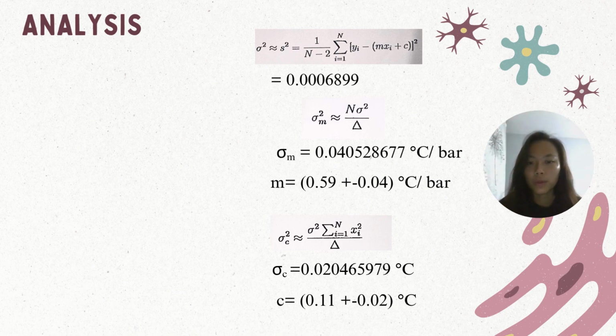So we go to the intersection point. The uncertainty we get is 0.02 degrees Celsius. As a result, we obtain an intersection point of 0.11 plus minus 0.02 degrees Celsius.